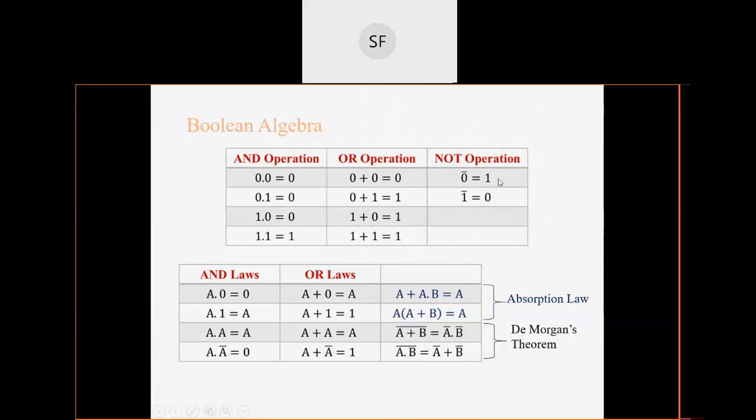And the NOT operation, again very simple. The complement of 0 will be equal to 1, and the complement of 1 will be equal to 0. Okay, is there any problem in this first table, the AND operation, OR operation, and NOT operation? If you are having any problem, then you can ask me right away.